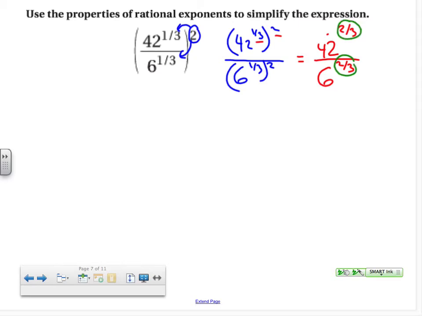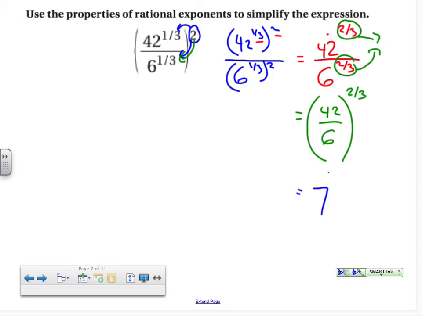I'm kind of going to take this, where I applied it in, and work it out. I'm going to pull the 2/3 out. So I got 42/6. I'm going to pull out and have 42/6 to the 2/3. And then 42/6, that's the same as 7. So we got 7 to the 2/3. There is our exponent answer. And if you need it in radical form, it'll be the cube root of 7 squared.